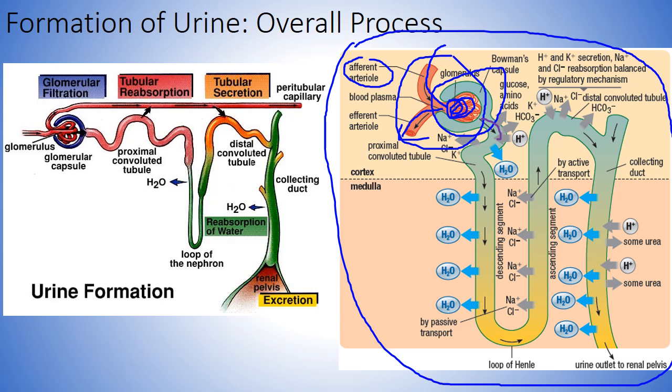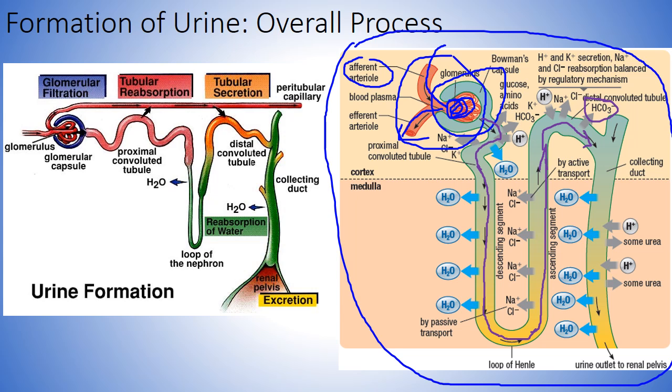Once filtration occurs, the filtrate will travel down the proximal convoluted tubule, where we see reabsorption by the kidney of different molecules here, ions and also water. As the filtrate travels down the loop of Henle, we see water being reabsorbed by the kidney. As we ascend the loop of Henle, we see different ions, sodium and chloride ions, being reabsorbed by the kidney. And again, as we travel through the distal convoluted tubule, we see the reabsorption of sodium and chloride ions as well as bicarbonate ion.